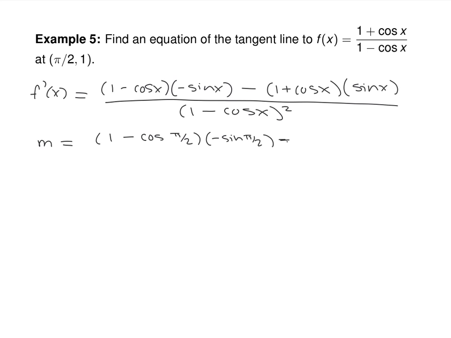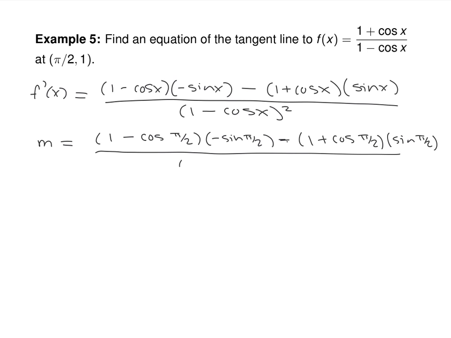Okay, minus 1 plus cosine pi halves, sine pi halves. And of course, if you can plug in pi halves in your heads, I'm not going to fault you. And you should really be able to. So what are the coordinates at pi halves? You skipped steps. So the coordinates at pi halves are x is 0, y is 1, right?